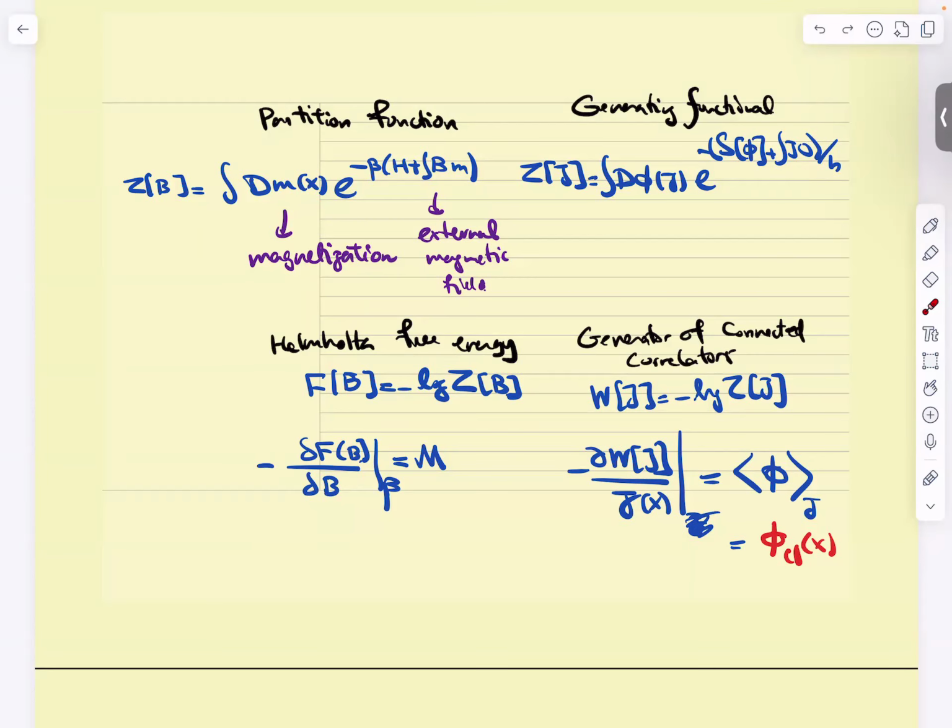Now, similarly, here you have Z of J, right? Integral of d phi e to minus S of phi plus integral of J times O. But S, if you recall, has dimensions. Action has dimensions. What's the dimensionality of the action S? Exactly, angular momentum, the same as h bar. So 1 over h bar plays a role similar to that, right?